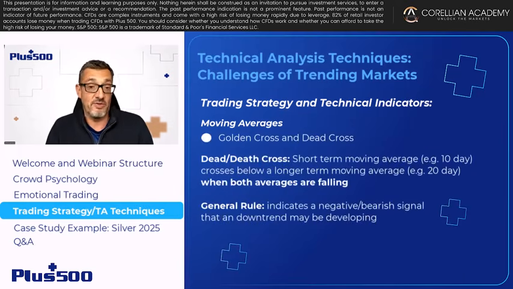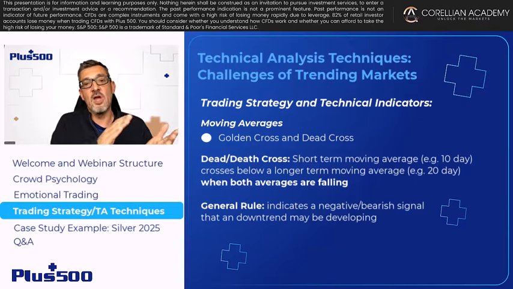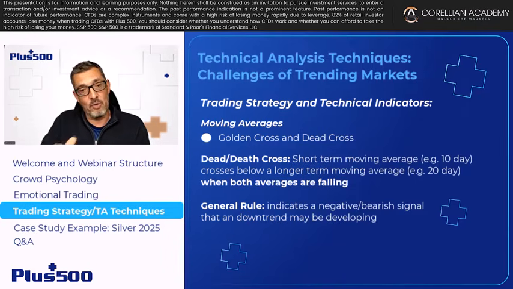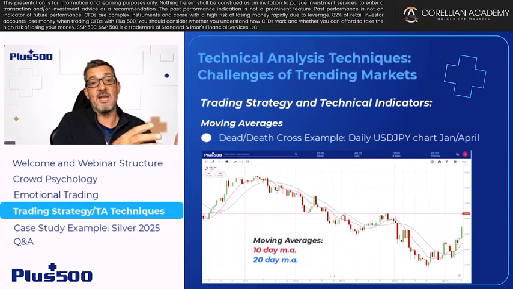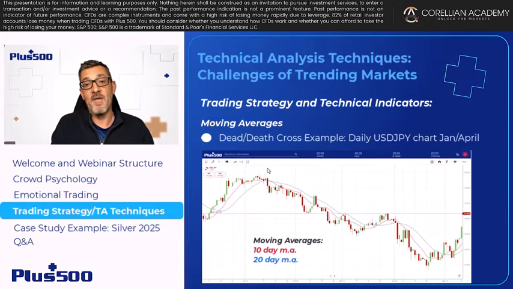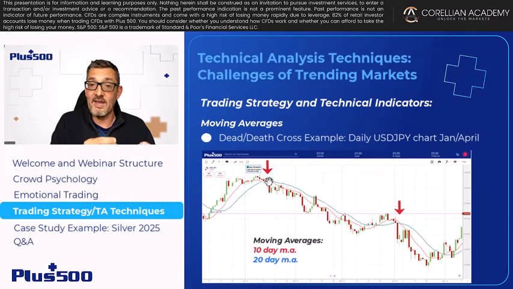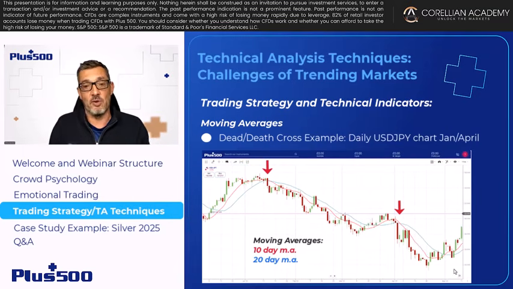Now, a dead cross, or a death cross as it's also known, happens when a short-term moving average crosses below a longer-term moving average, but only when both are falling. This provides a bearish signal which may offer confirmation of a downtrend or a deeper correction in price. If we use this daily dollar-yen chart as an example and add those same 10 and 20-day moving averages, you can see this occurring in January and again in April, suggesting the start of a more bearish period for dollar-yen prices.